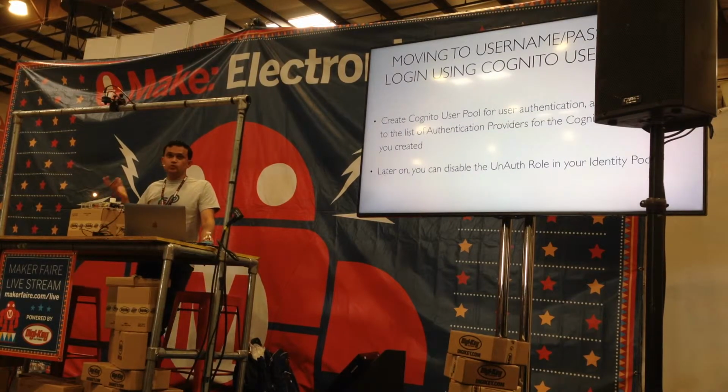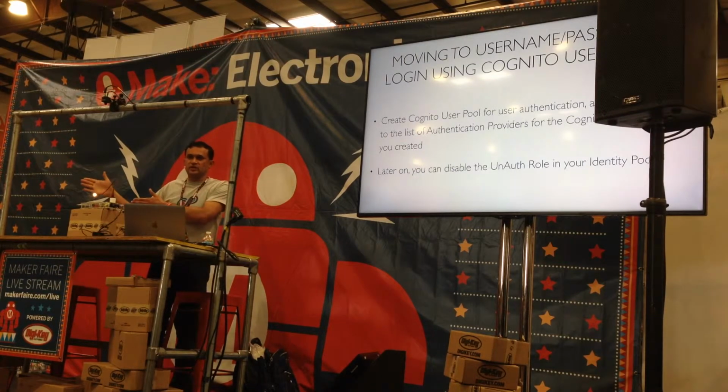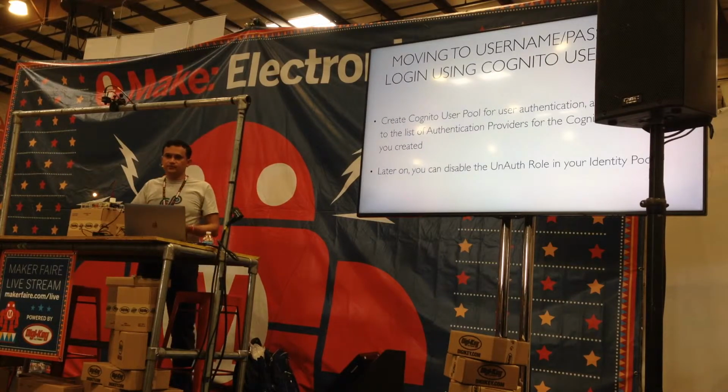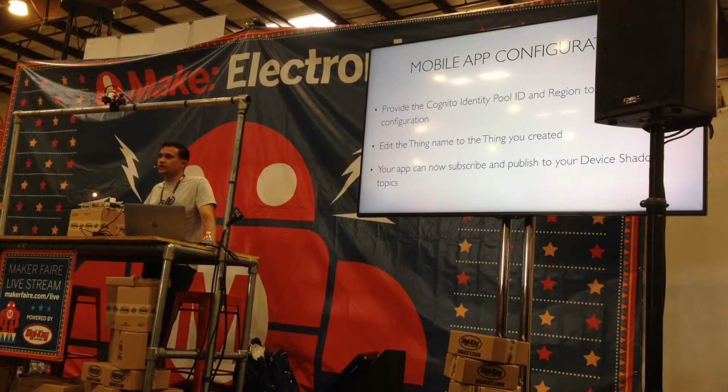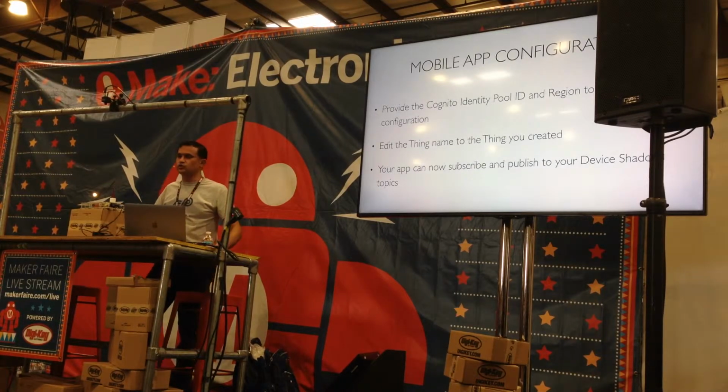After this, I can easily move to a username password-based login using Cognito user pools. You can go back to AWS Cognito, go to user pools, create a user pool, and then go back to your identity pool and say, this is the user pool that I want to use for my authentication. In the mobile app configuration, you need to provide the Cognito identity pool, the region in which you created it, and also the thing name that you're using. Once you have the demo app, you can download it, make necessary modifications, and run it in the simulator, and you should be able to talk to AWS IoT.